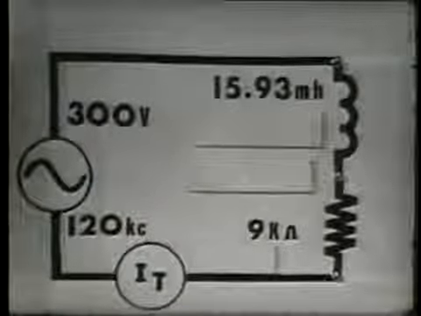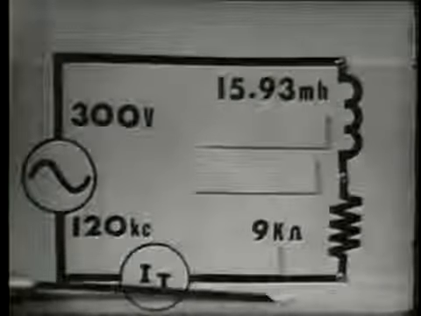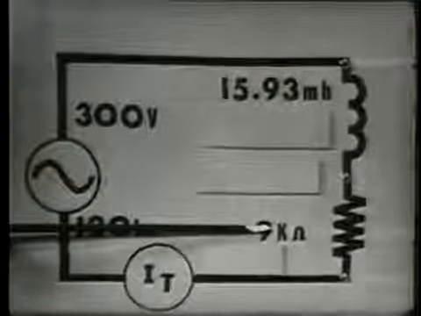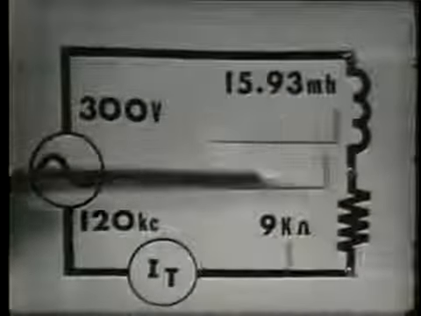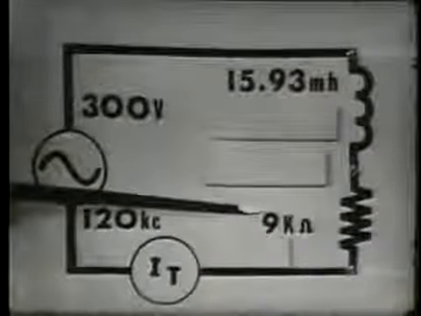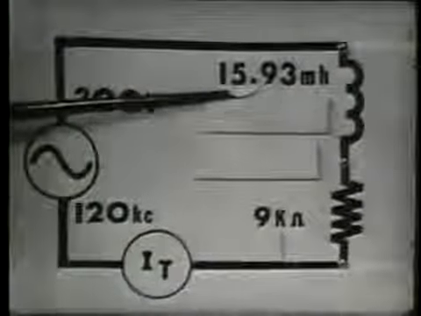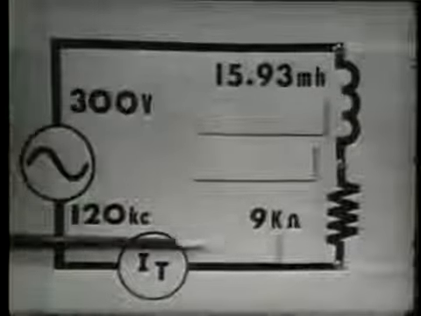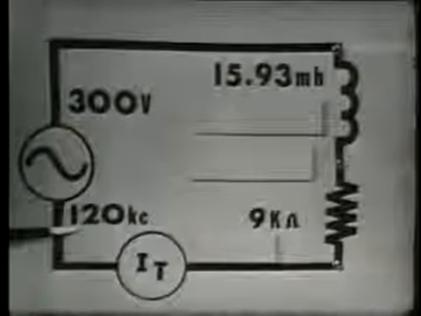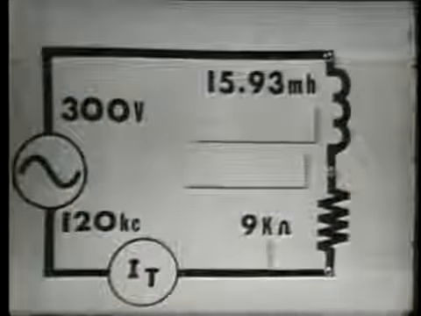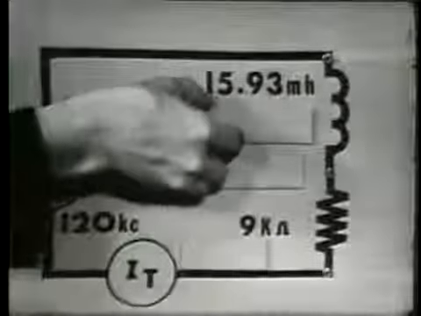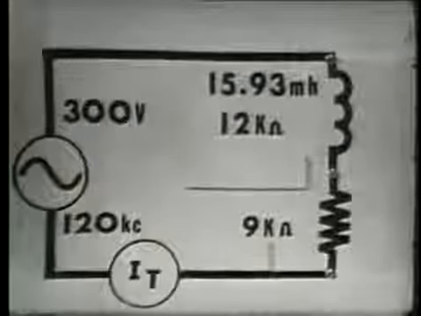To find the total opposition or total impedance, we must find the values of R and X sub L. Now, of course, our resistance is given at 9 k ohms, while we must compute the value of inductive reactance. Since we have the value of L and the frequency applied, we can use this formula to determine inductive reactance: 2 pi times the frequency times the inductance. Multiplied out, we would find that the X sub L for our circuit is 12 k ohms.